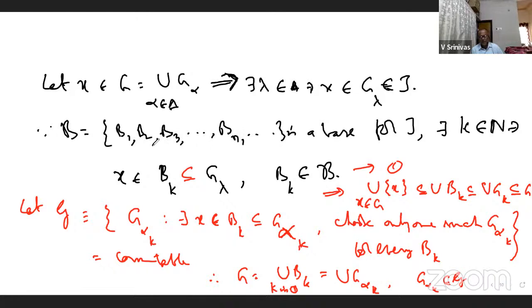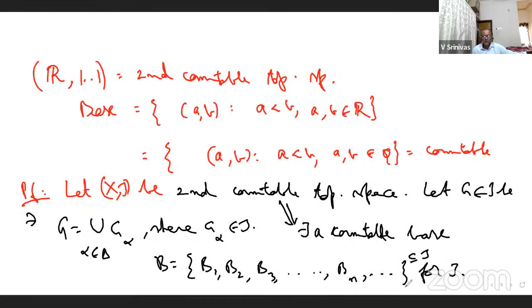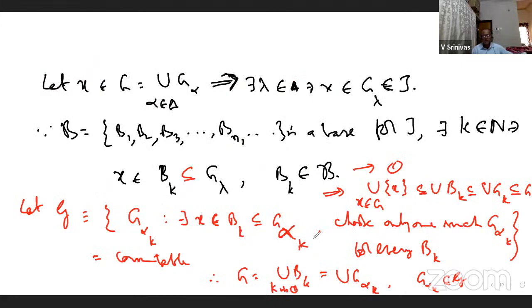Out of this countable base, every open set can be written as a union of a countable number of open sets from the given open collection. This is the strength of Lindelof's theorem. Whenever in a second countable topological space you have any open set written as a union of certain open sets, out of these you can take only countably many G alpha such that their union still will be forming G. You can deal with a countable number of these G alphas and cover G. That is the strength obtained from the second countability of capital X. This is the crux of the proof of the theorem.